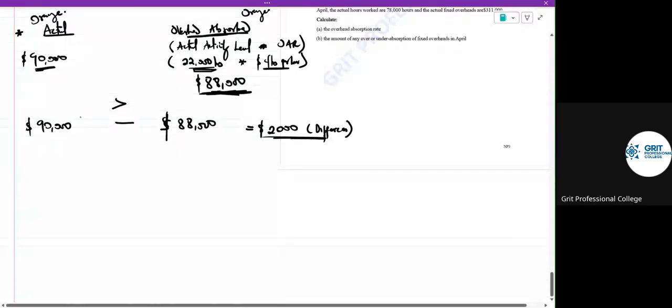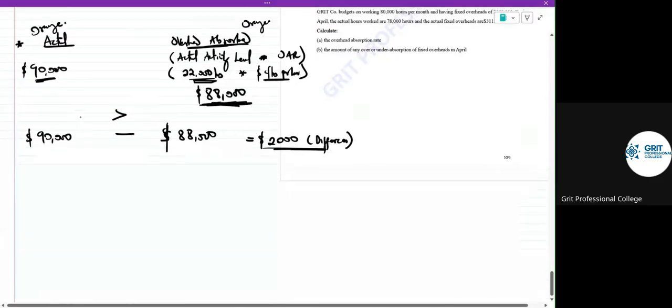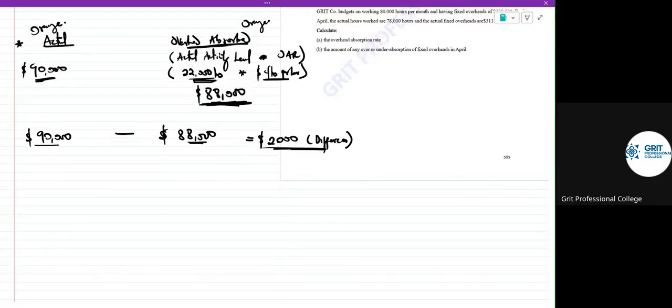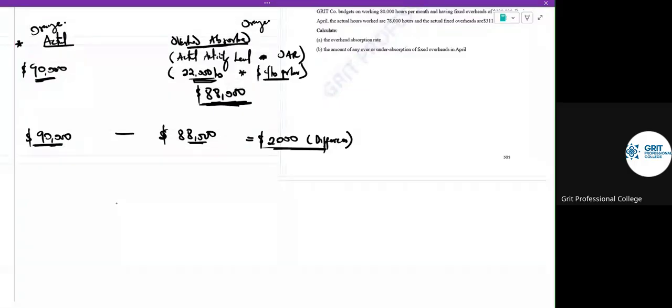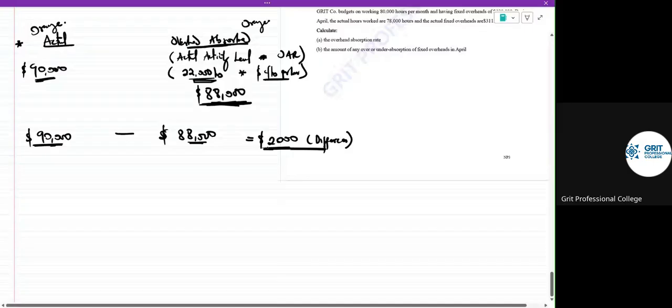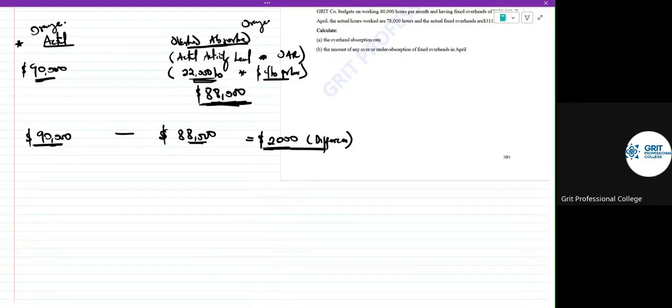To give you an understanding, what we are saying is that at the time that we were planning, we expected our overhead costs, which we are going to incur, to be 88,000. But at the end of the period, we saw that we spent 90,000. So that meant that we actually spent more. More cost will mean what? Lower profit. And so this 2,000 difference will mean that our actual profit should reduce by the 2,000. And if your profit is reducing, then it's a bad thing for you. I hope that is clear.